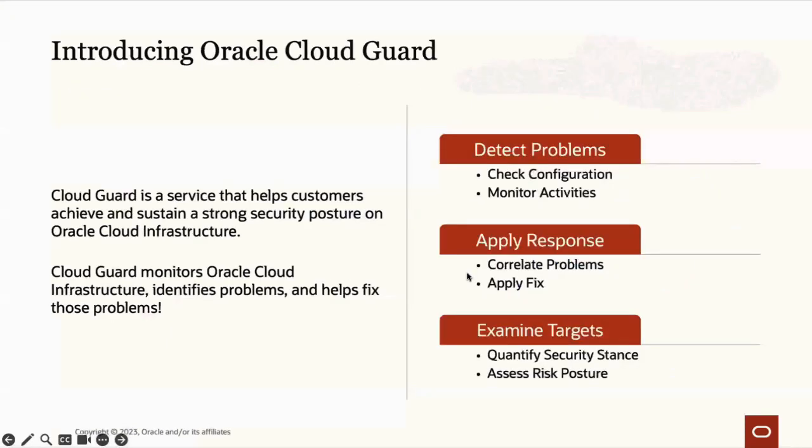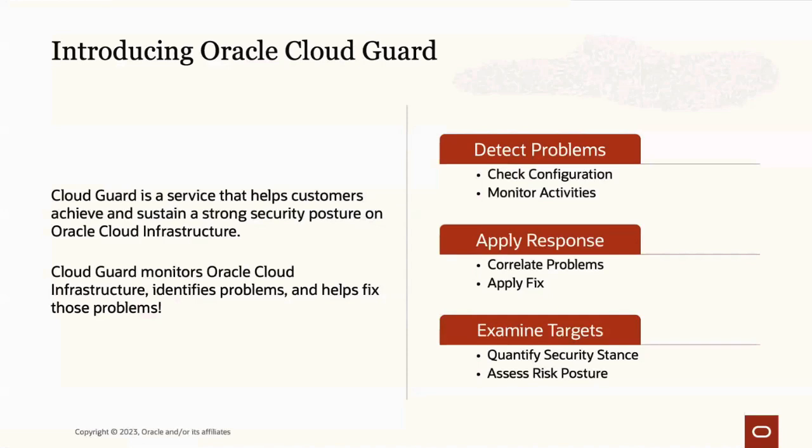So I'm going to start off with Oracle Cloud Guard. Oracle Cloud Guard is a service that is going to help you take the large amount of data that is collected on OCI, process it, and form recommendations to help you either achieve or maintain strong security in Oracle Cloud infrastructure.